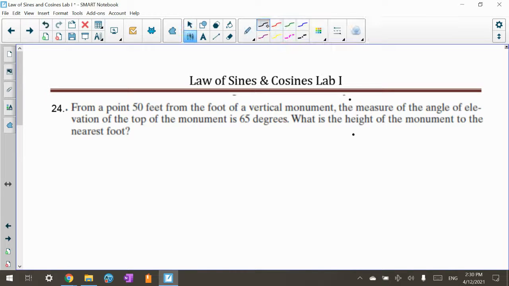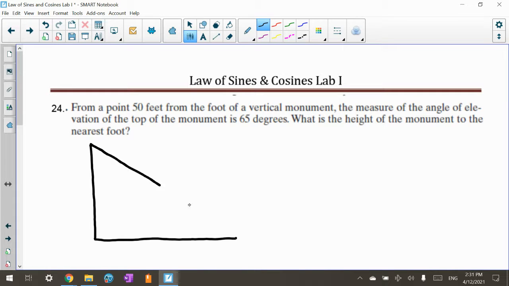So that's pretty cool. So I'm going to draw a vertical monument. Vertical means straight up and down. And there's my vertical monument. This says 50 feet from the vertical monument, to measure the angle of elevation to the top of the monument is 65 degrees. So I'm going to come over here.